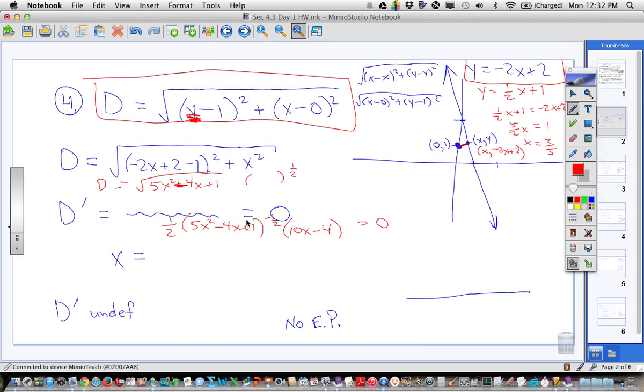Well, this negative power would flip to the bottom, so I'd end up getting (10x minus 4) over 2 times the square root of 5x squared minus 4x plus 1. Got to be able to do these derivatives, all right? Now, in Monday's quiz, we'll get to use our calculators and so forth. Now I can divide that 2 into that, and that'd be fine.